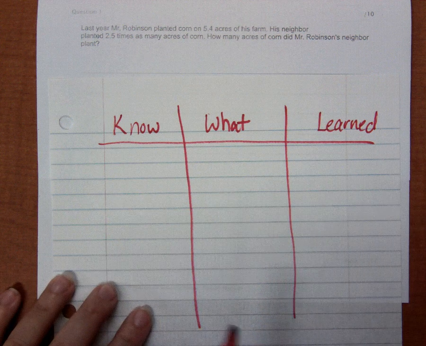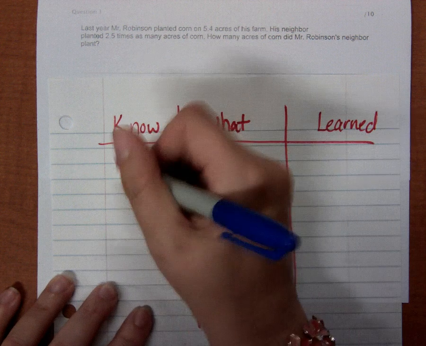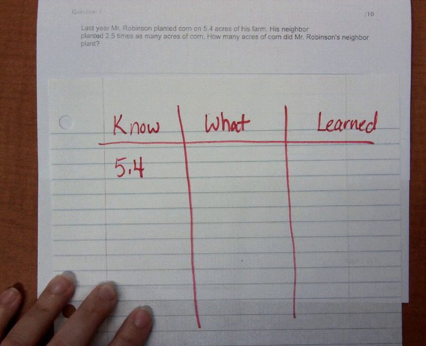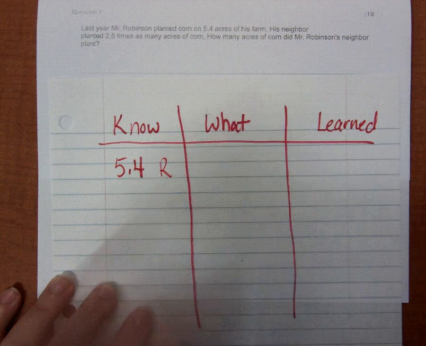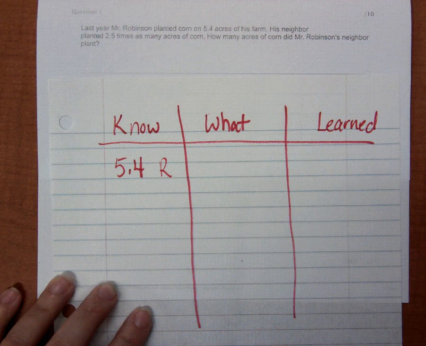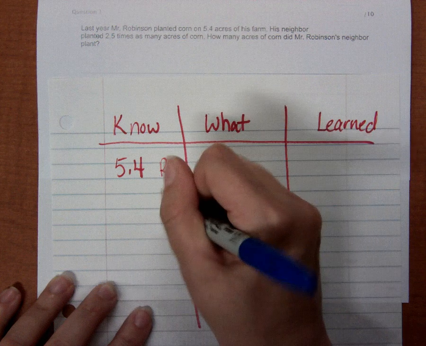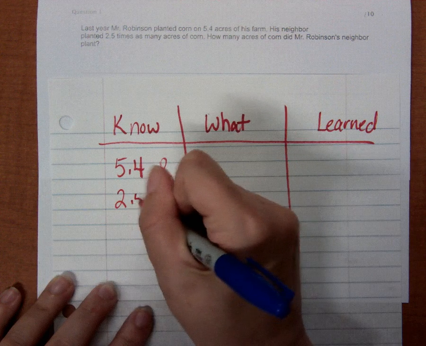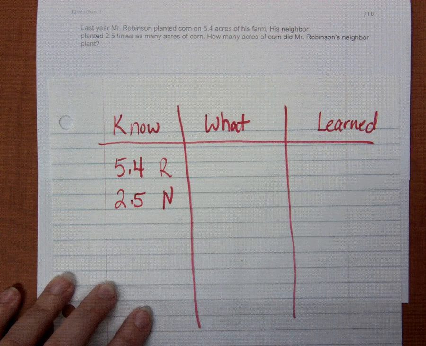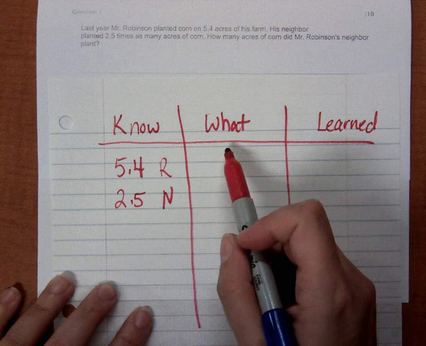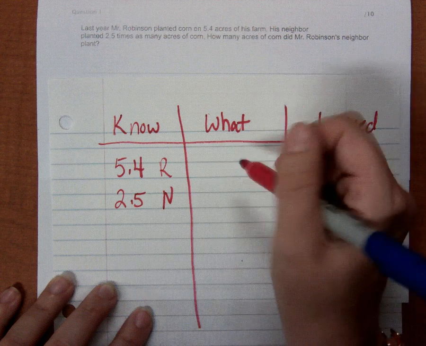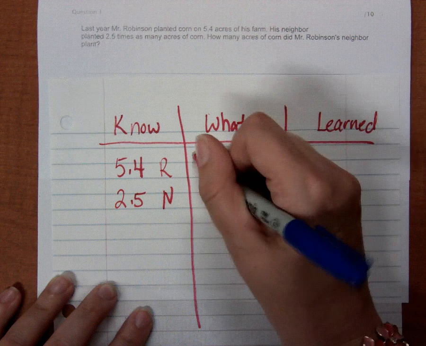Okay, so what do we know about this? We know that there are 5.4 acres on Mr. Robinson's farm, so I'm just going to put R right there. And then we know his neighbor, which we're just going to abbreviate with N, has 2.5. What do we want to know? We're going to find out how many acres of corn.